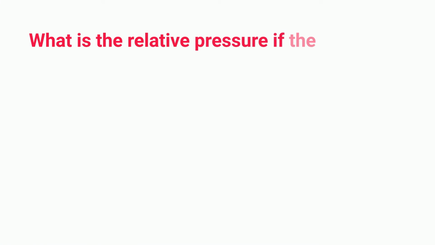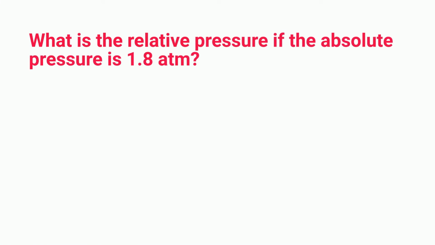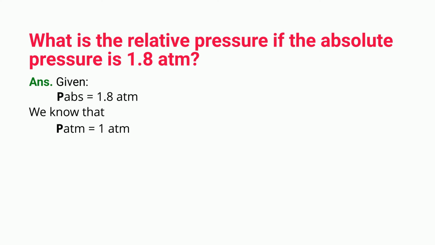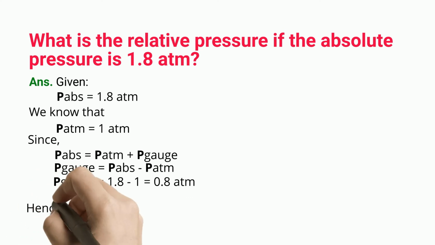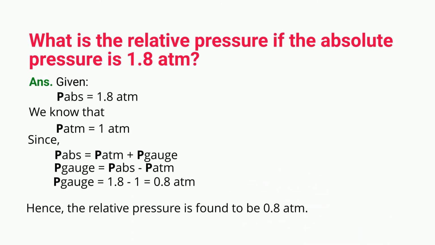Frequently asked questions. What is the relative pressure if the absolute pressure is 1.8 atm? Given P_ABS equals 1.8 atm. We know that P_ATM equals 1 atm. Since P_ABS equals P_ATM plus gauge, gauge equals P_ABS minus P_ATM. Gauge equals 1.8 minus 1 equals 0.8 atm. Hence, the relative pressure is found to be 0.8 atm.